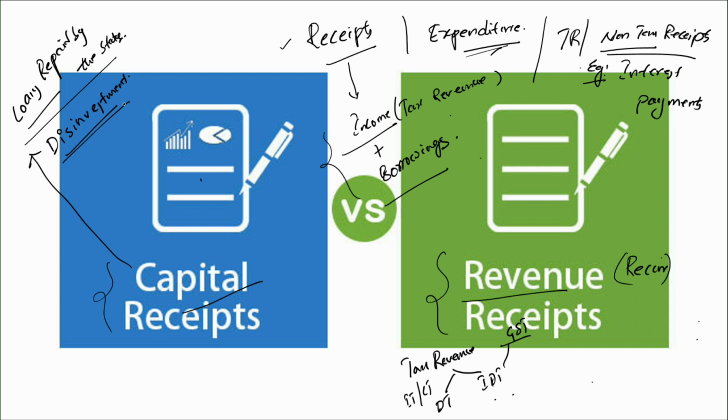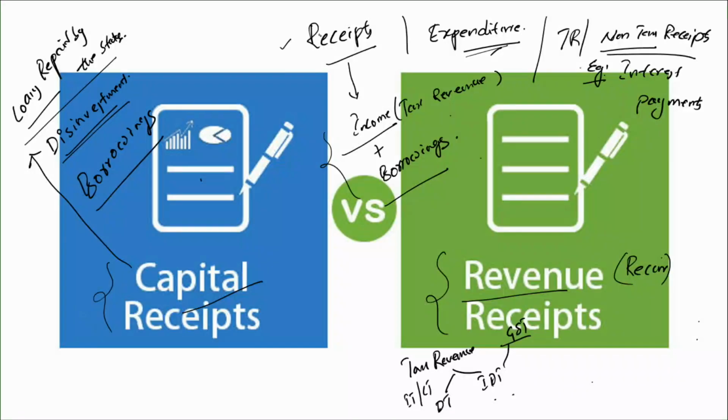And the other most important example, the best example for capital receipt, is the borrowings. The borrowing that government makes from the market is one good example of a capital receipt. So by the end of the day, when it comes to the first part of this annual finance statement, we are discussing the receipt side of the budget. And I just want you to remember the fact that receipt doesn't necessarily mean only income. It could also include income and also borrowings.